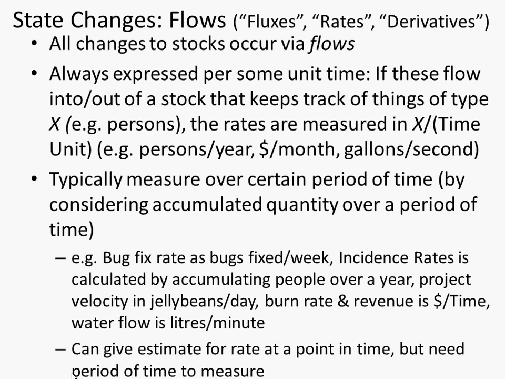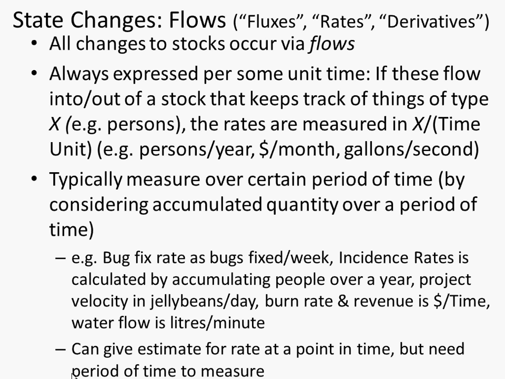We want to figure out the rate of the South Saskatchewan River. We can do some experiments with things that keep track of the water as it goes past. But it'd be hard to measure it at an instant in time. We need to do something over time. Okay? And so a flow is expressed per unit time. We can't measure it at an instant in the same way we can with a stock.